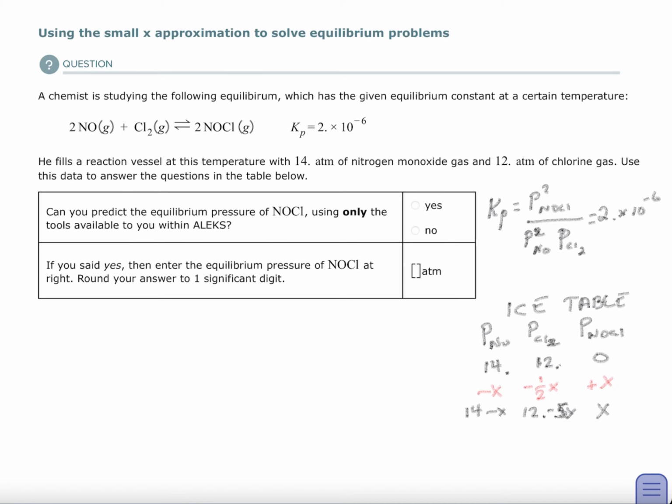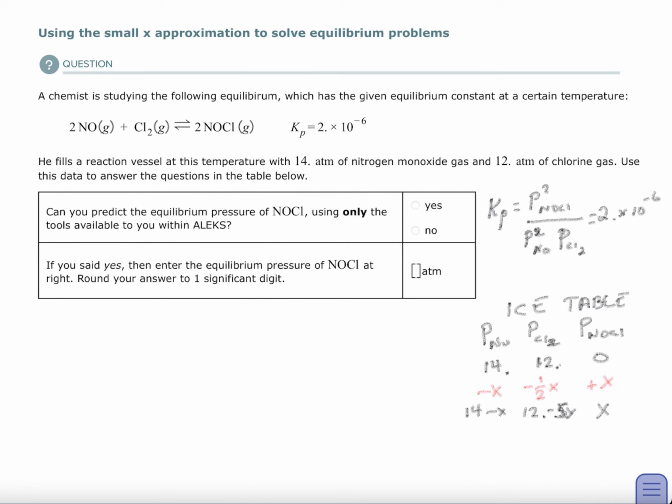NOCl has a coefficient of 2. Well, the NO will have a coefficient of 2. So if your NOCl is plus X, then your NO is going to be minus X. But there is only 1 mole of Cl2, so it is only going to lose a half of an X as the product is being made. So there's your tricky space.